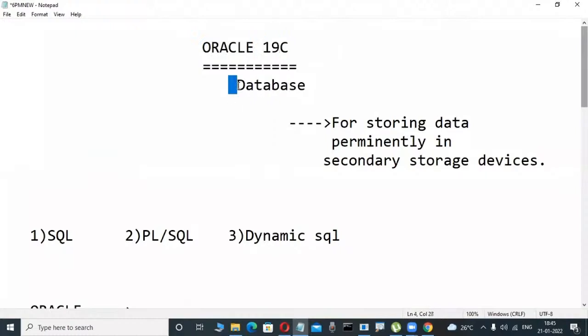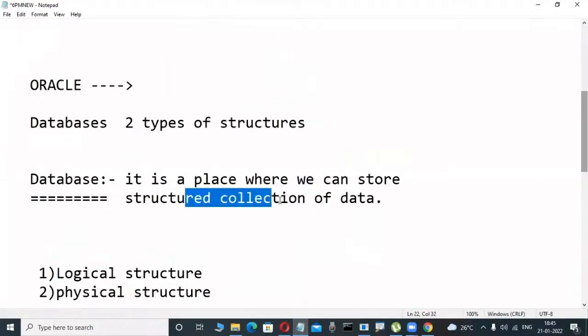This is a database product. What is a database? If anybody asks, as a developer, how do we tell them? It is a place where we can store a structured collection of data. That is the logical side we are telling.